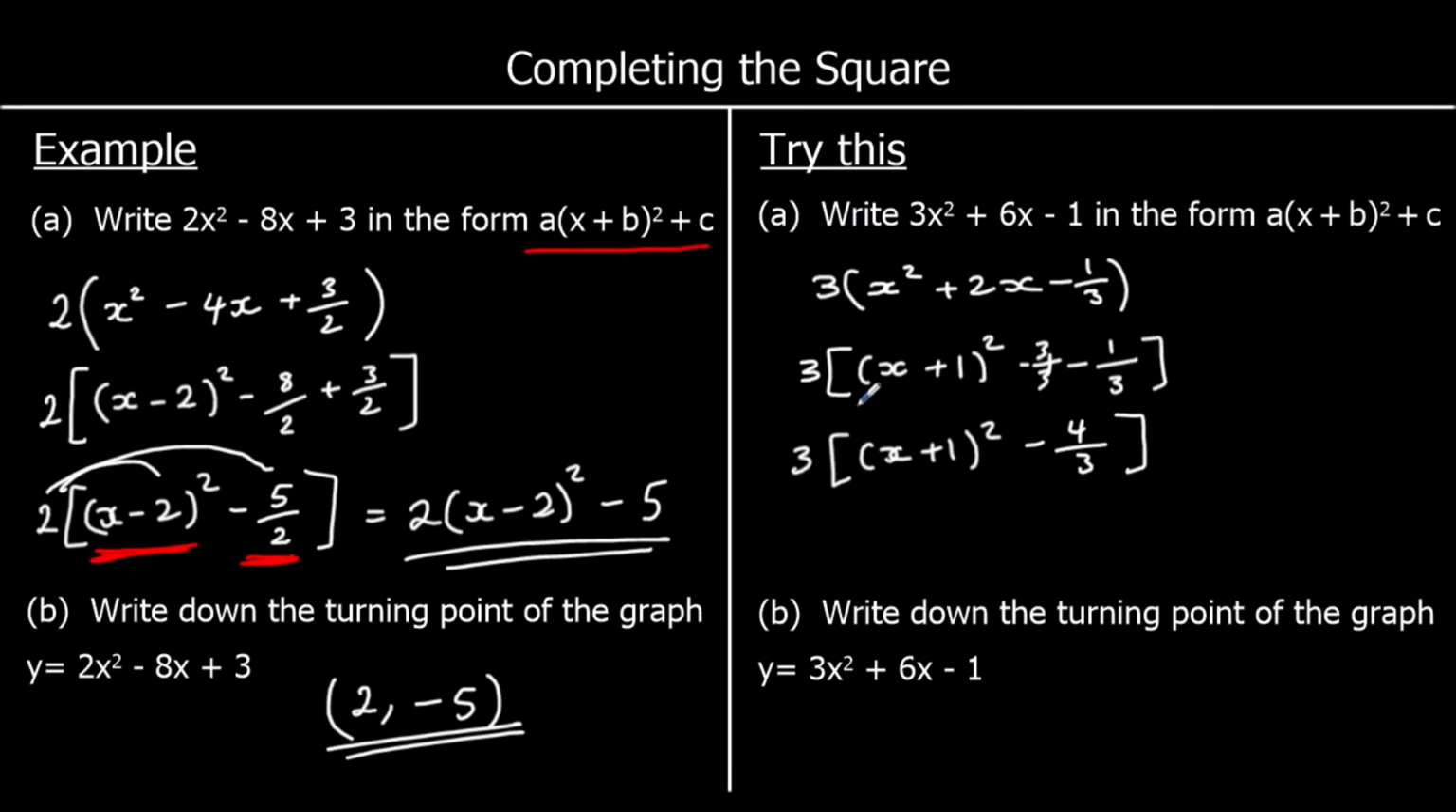And then we're going to expand the bracket. So 3 times (x plus 1) squared is 3(x plus 1) squared, and 3 times minus 4/3 is minus 4. So what's the turning point? What makes the bracket 0? That is minus 1, so x is minus 1. And if the bracket is 0, what's y? Minus 4.